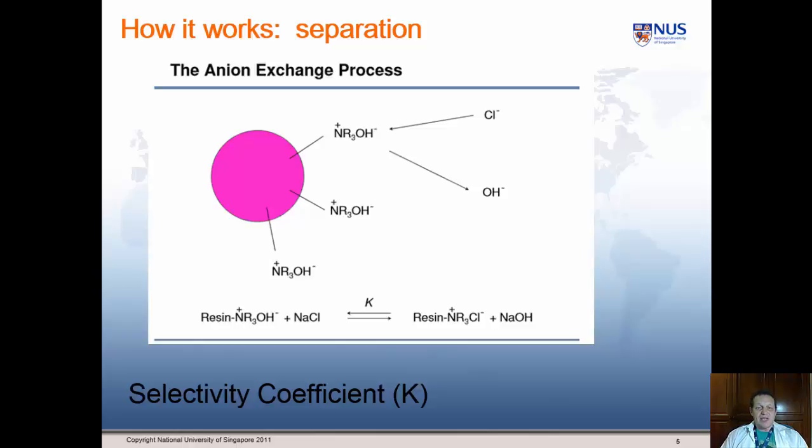Okay, so we have a resin bead, which is on your diagram, and you have substituted ammonium groups around as part of the resin, and these are charged, so that you have a positive charge on the nitrogen and a negative charge on the hydroxide anion. Clearly, let's imagine that we have a sample with chloride in it, shall we say.